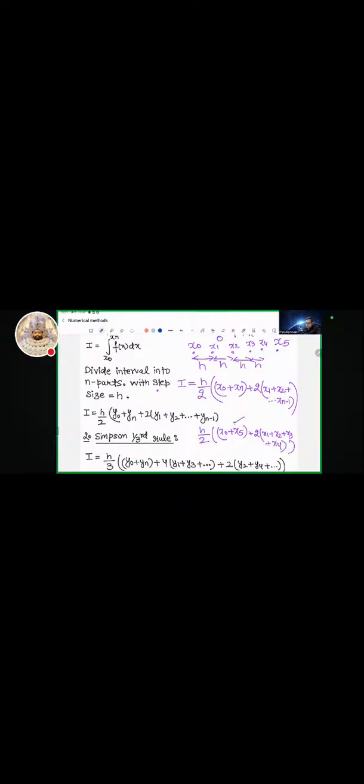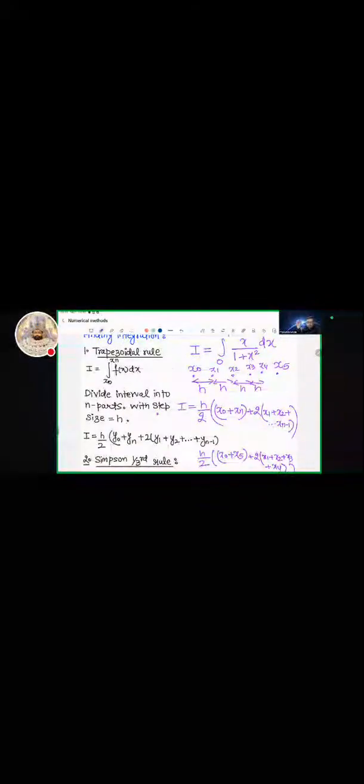So what is the first thing I did? H by 2, then I start my bracket, then I add my first term with the last term. Then plus 2 times all other terms. All other terms are x1, x2, and so on up to x of n minus 1. In my case, it is x1, x2, x3 and x4. I will not include x5 because x5 is already included.